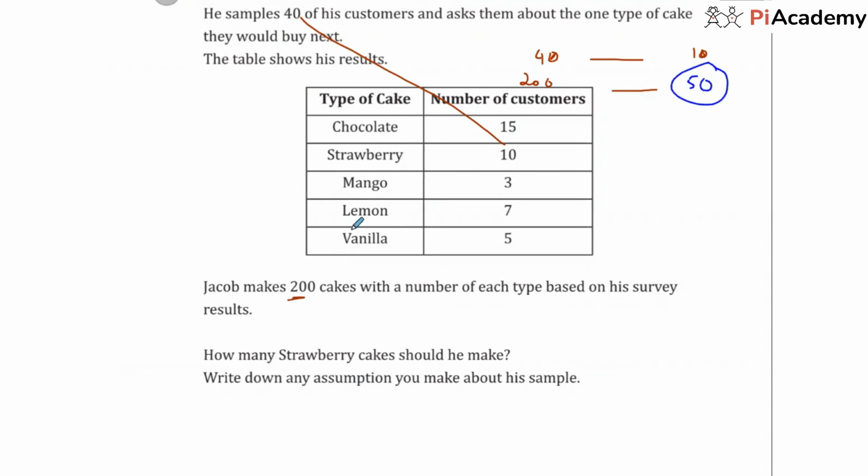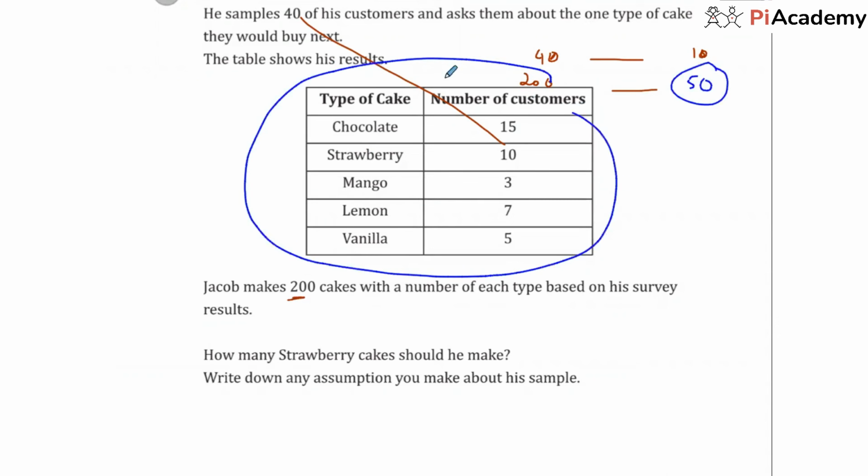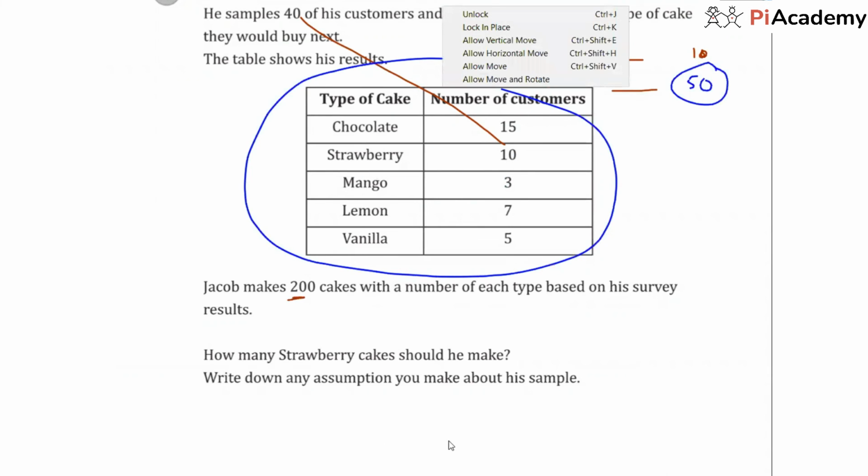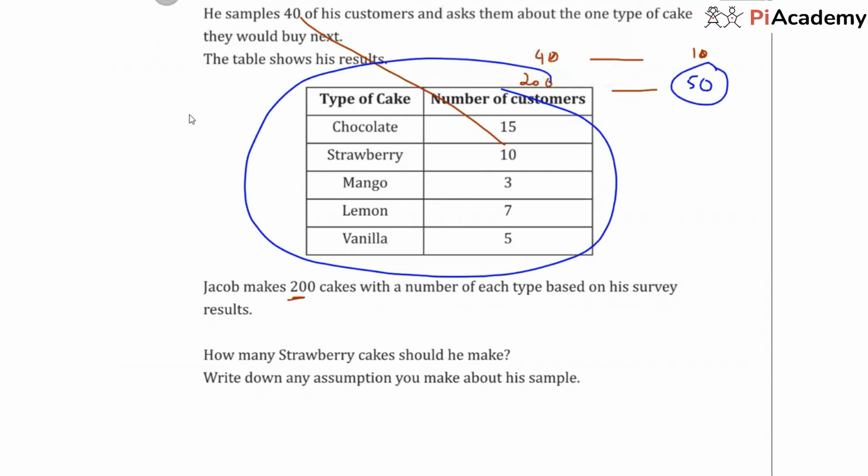The assumption is that it is the sample. This sample or result is actual data. That's what we assumed. So write down any assumption: we assume that this sample is the actual data. It is not hypothetical research or something. It is actual data that he went to 40 customers and found. So we assume that. It's not hypothetical data.